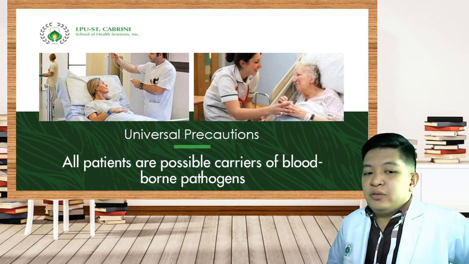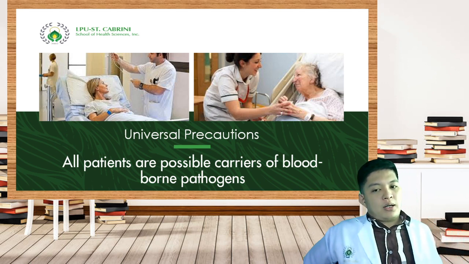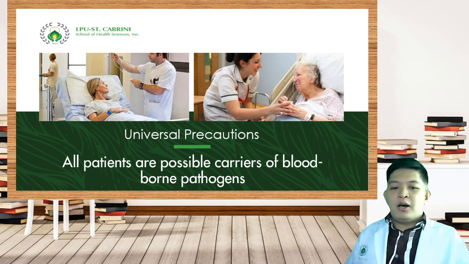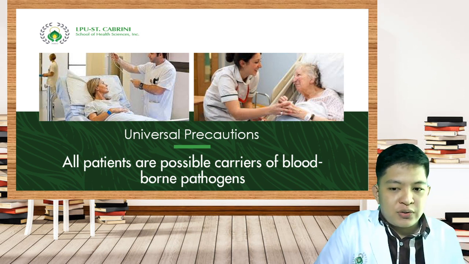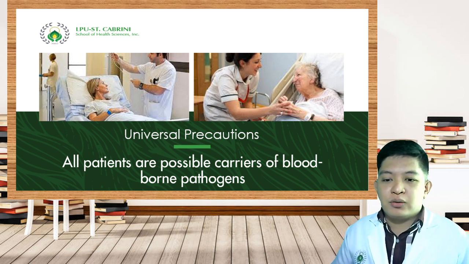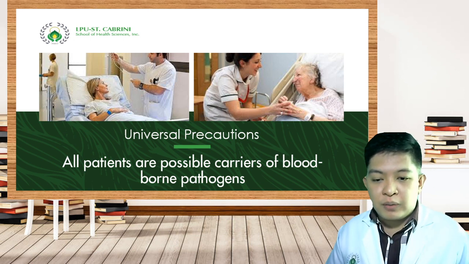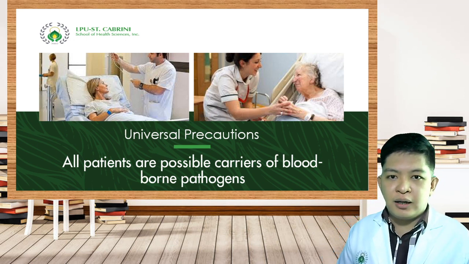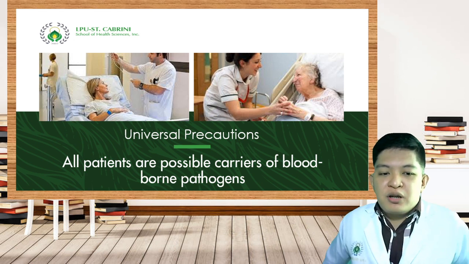Now we have what we call the universal precautions. At ano pong ibig sabihin ng universal precautions? Kapag sinabi natin universal precaution, it is a statement that says all patients are possible carriers of blood-borne pathogens. Kaya kahit po tayo sa school, kapag tayo ay nagla-laboratory, nire-require pa rin namin kayo na mag-gloves, na magsuot ng lab gown, na magsuot ng mask, na magsuot ng hair cap. Bakit? Because we have what we call the universal precautions.